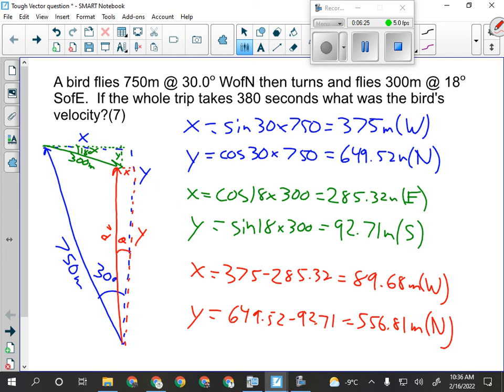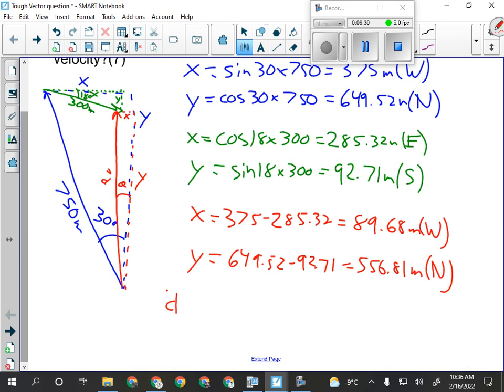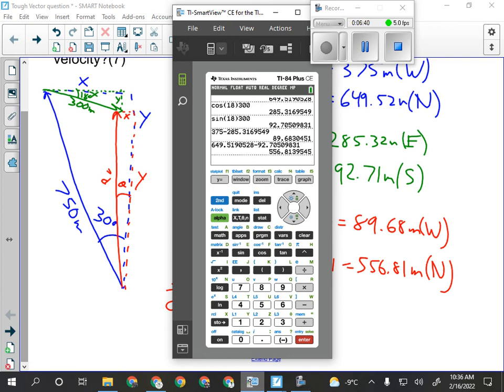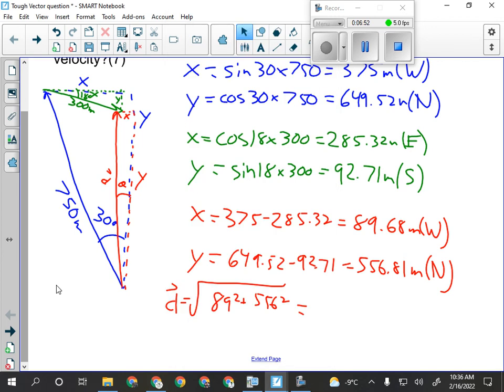You use Pythagorean theorem to find the displacement. Right, my next step is to find my displacement's magnitude using Pythagorean theorem. So 89 squared plus 556 squared is 563.99 meters. All right, what's my next step?